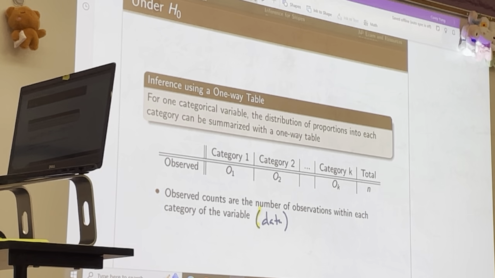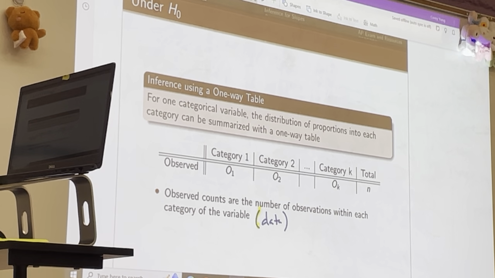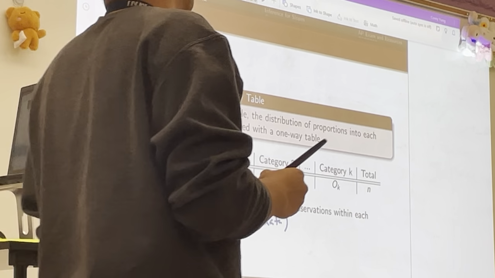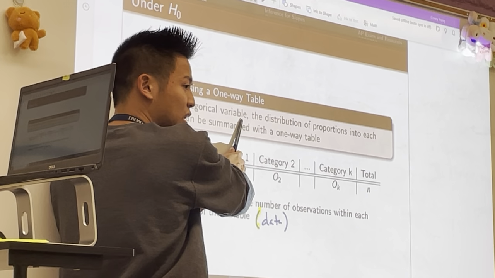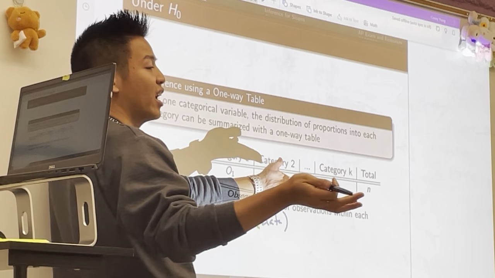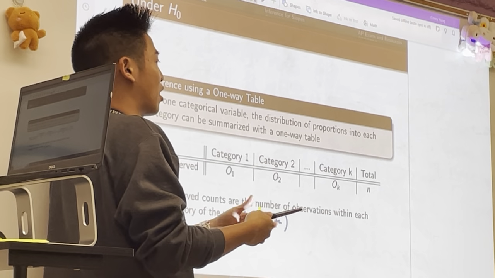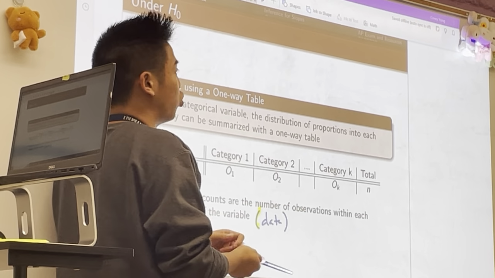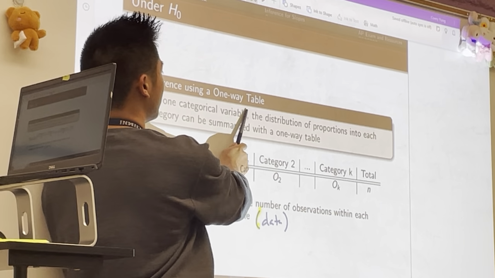Okay. So, your guys' favorite. Under the null, exactly what are we assuming when we say that the null distribution for the population is assumed to be true? Because we're only talking about one categorical variable, like, what are these classes, right? Is it your high school class? Is it the type of car you have? I don't know. It's just some sort of classification. So we're going to use a one-way table.